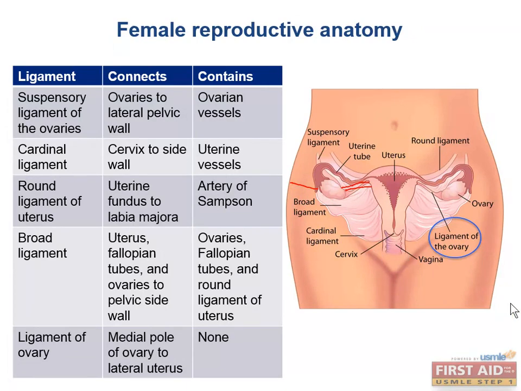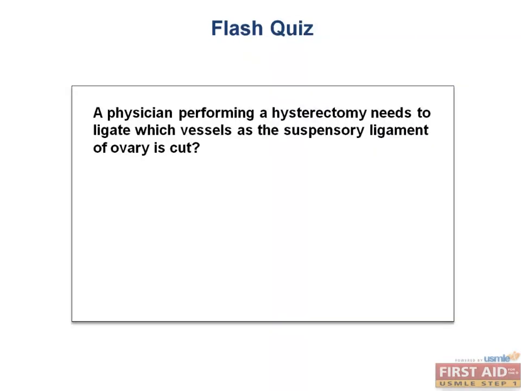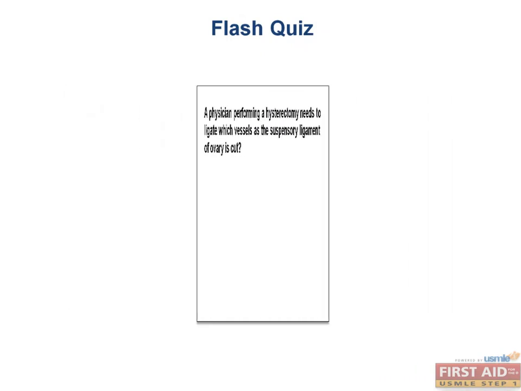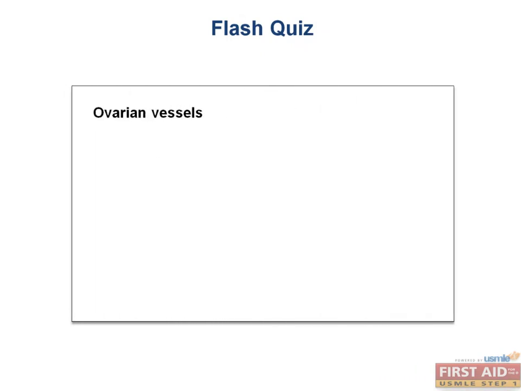Fairly straightforward. Now for the flash quiz. A physician performing a hysterectomy needs to ligate which vessels as the suspensory ligament of ovary is cut? As we talked about, the ovarian vessels, which arise directly from the abdominal aorta.